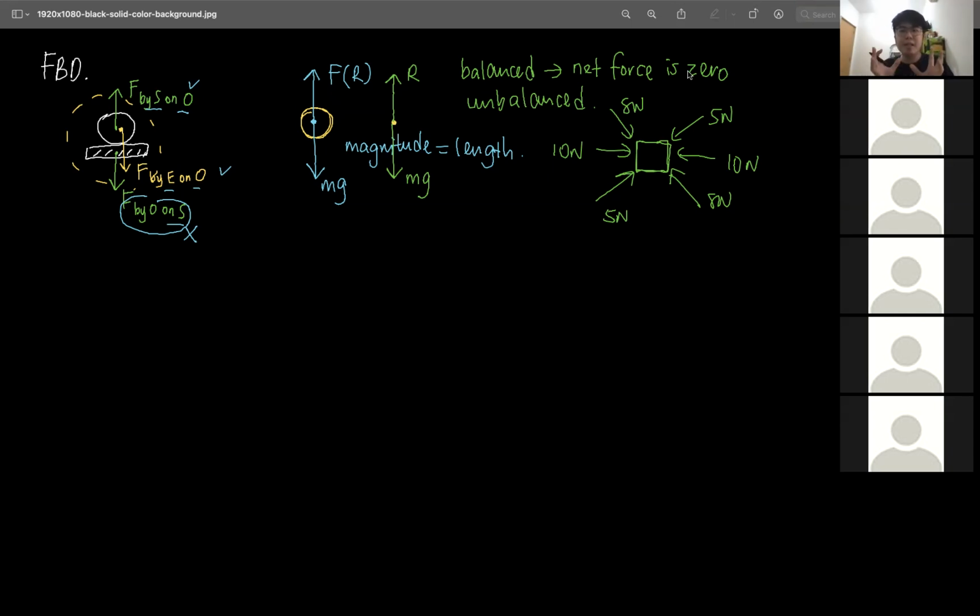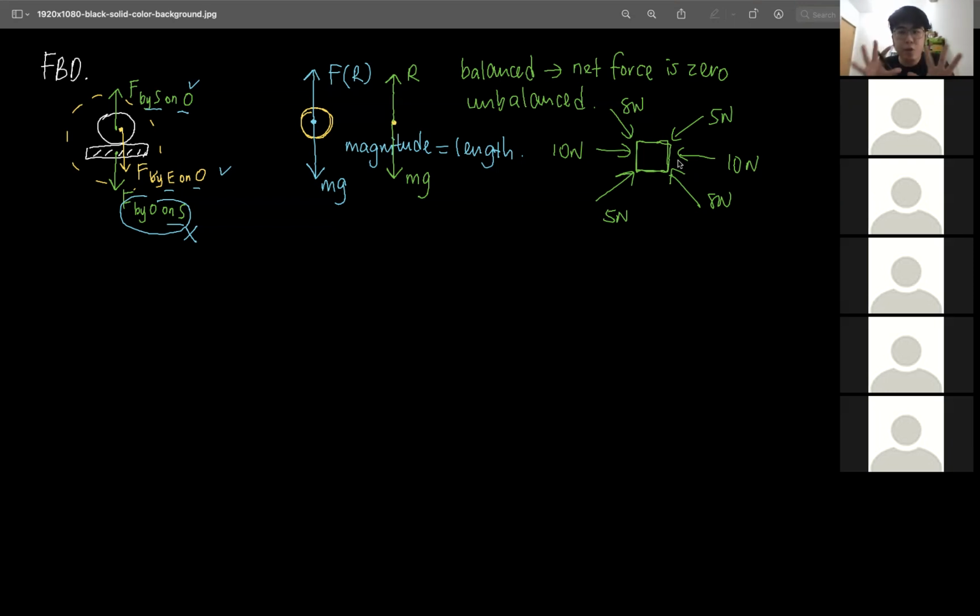But in this case, is it balanced or not balanced? It is balanced forces. How do we know? Balanced forces means that they cancel out each other in each direction. This force coming here is cancelled out by this force. This one is cancelled out by this one. This one, 10 Newton, is cancelled out by another 10 Newton. So leaving no more forces, there's no net effect of forces. So it is a balanced system.